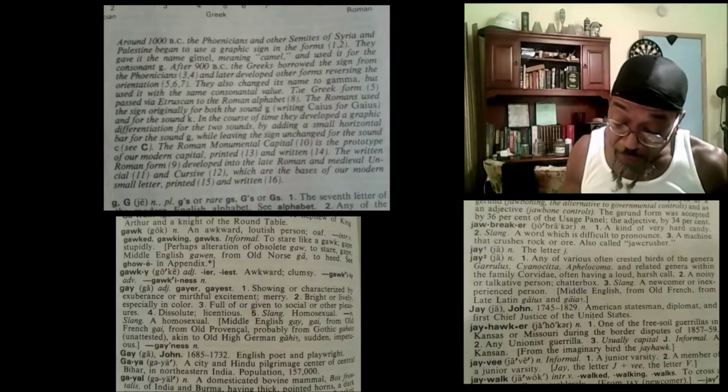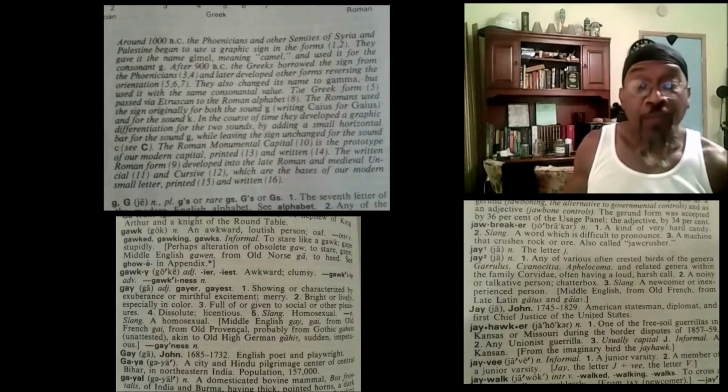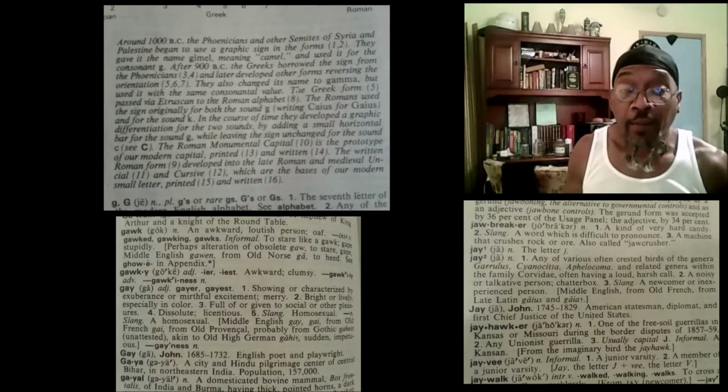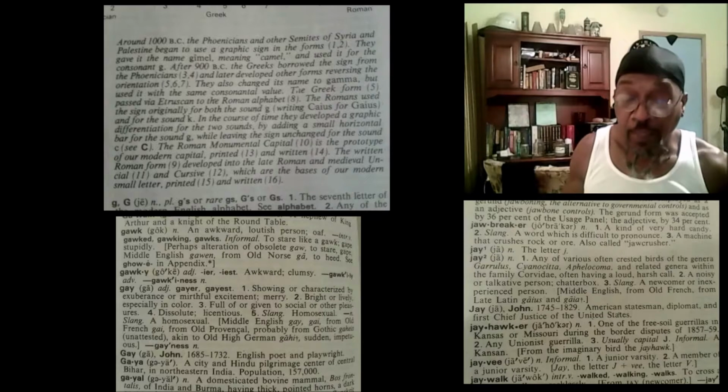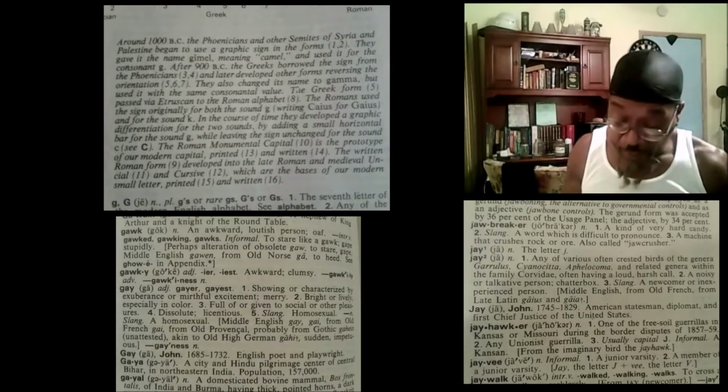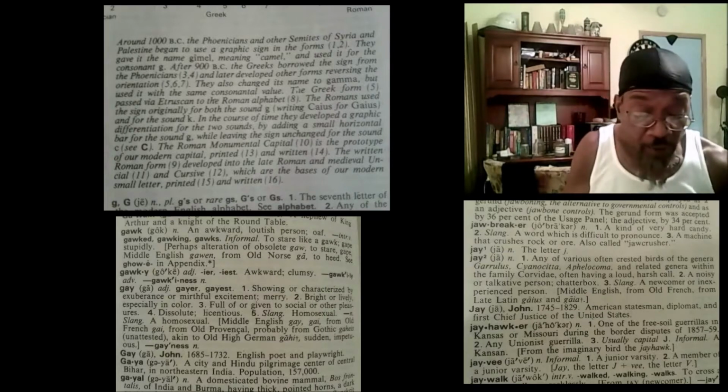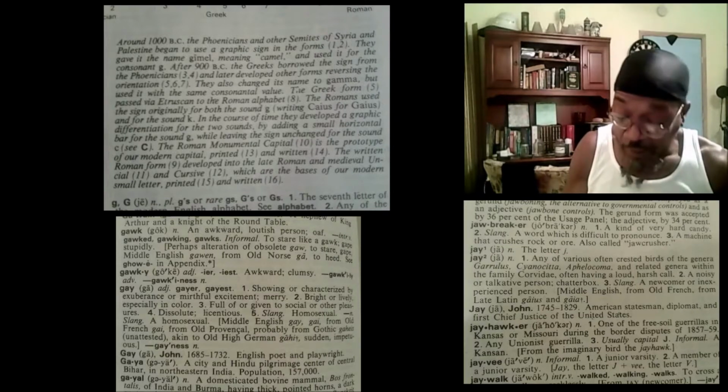the same consonant value. The Greek form 5 passed the Etruscan to the Roman alphabet. The Romans used the sound originally for both the sound G, writing Caius for Gaius, and for the sound K. So they went from Islam to gay. Gaius, we know what that means in Caius. You see the G up there right now, the G-A-Y. And if you read down some, you see right where that G-A-I is singular. G-A-I-U-S is plural.